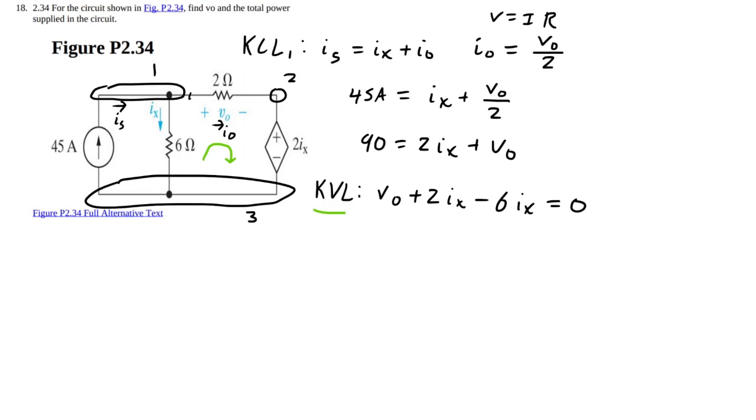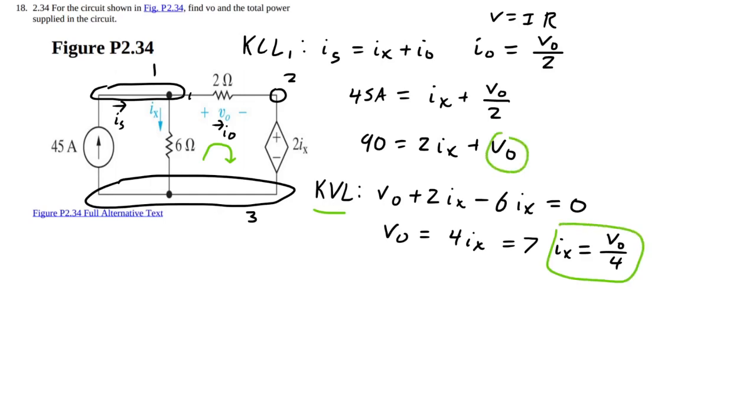So if we take this whole expression, we're going to end up with V out equals 4IX, which means that IX equals V out over 4. So we have an expression for IX in terms of VO, and we can plug that back into our original equation. So let's have 90 equals 2IX, so 2 times VO over 4 plus VO. Now we have only one unknown. We can solve this pretty quickly.